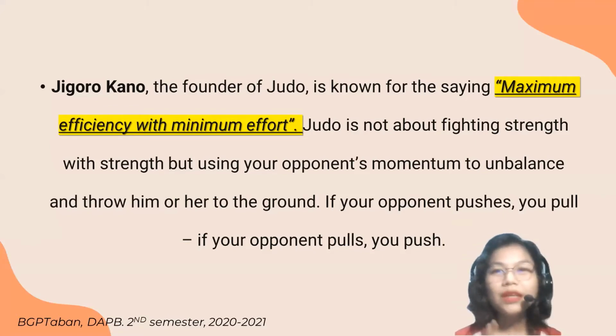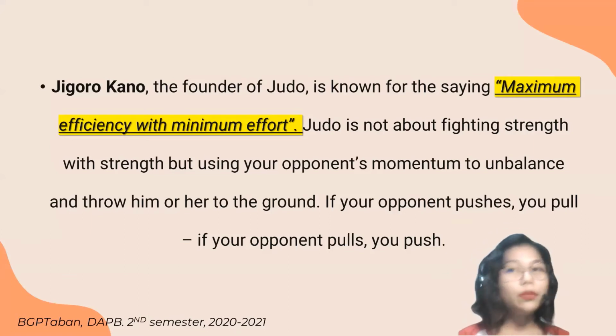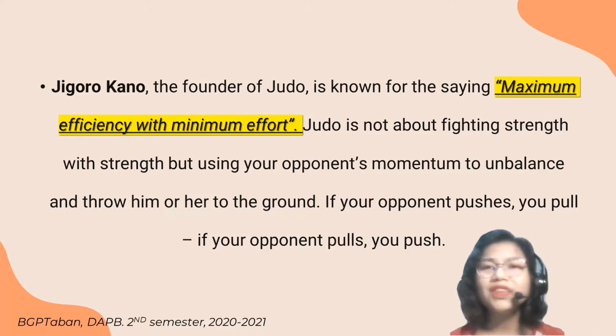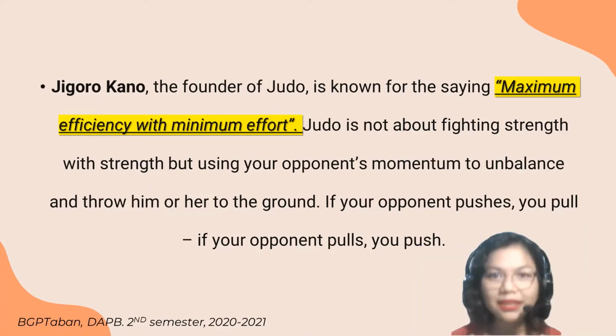Right, in judo, you're not going to fight strength with another strength, but you are going to use the opponent's momentum to unbalance him or her. So if your opponent pushes you, you pull him or her. And if he or she pulls you, you push him or her. Again, in statistics, we require maximum efficiency, maximum precision, maximum accuracy, as well as the most efficient use of resources. Like we're required to use less but have good results, things like that.